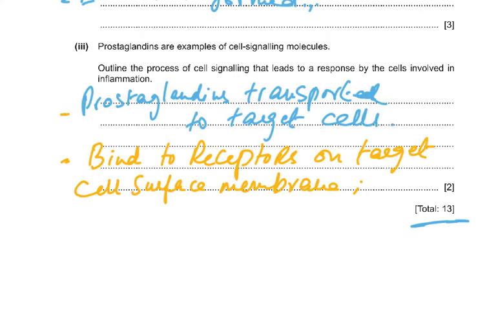So prostaglandins are transported to target cells, and bind to receptors on the target cell surface membrane. And then you could have given me anything more: activation of a secondary messenger or enzyme cascade or signal transduction. Any of those points would have also got you a mark if you had written that.